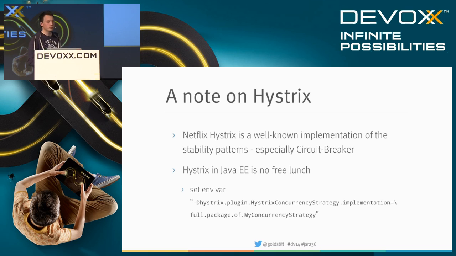Okay. I mentioned Hystrix at the beginning, I think. Hystrix is, let's say, the default answer of most people when you talk about resilience. And I had to mention it because I actually started with the introduction to JSR 236 because I wanted to have some resilience. And Hystrix implements many of the stability patterns I mentioned, and it's famous for its circuit breaker.